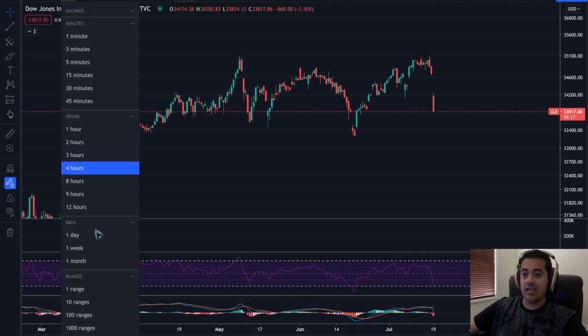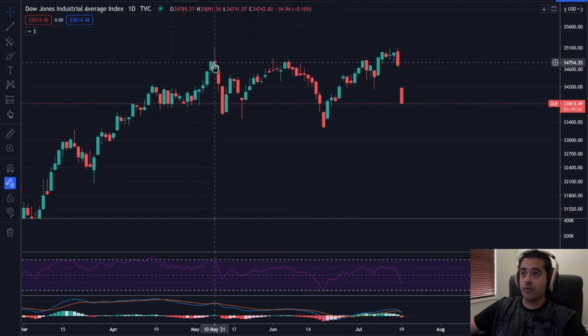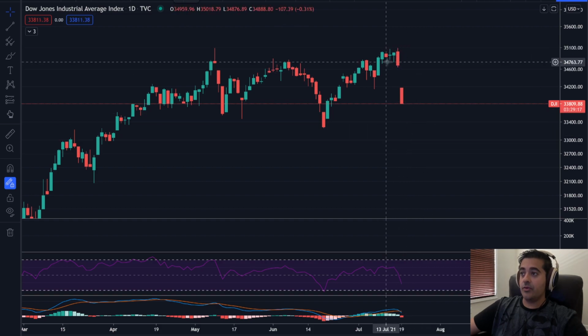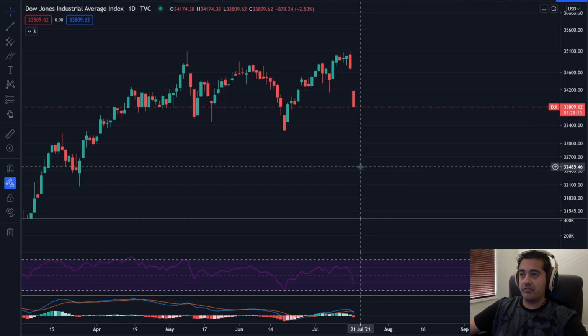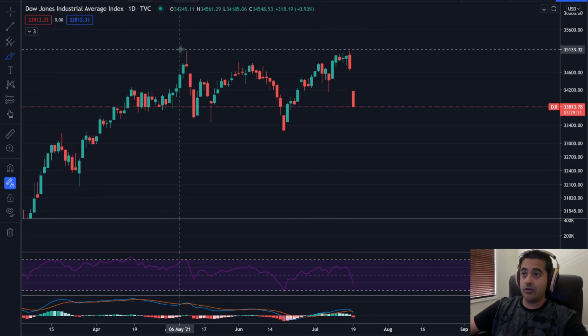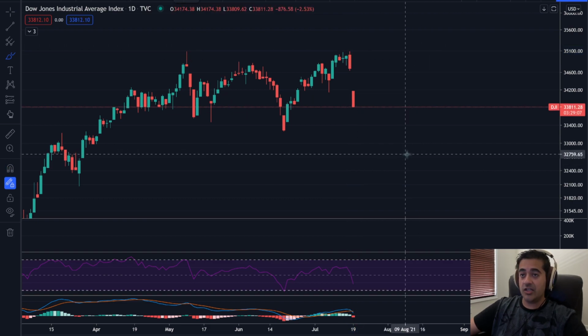So if we just look at this on the 1-day chart, you'll see here, this was over a period of 3 days. This is over the period of a single day. So we've had a much bigger daily drop than we've seen before. And another thing that's very interesting is it looks like we formed somewhat of a double top, right, on the Dow Jones Industrial Average chart.